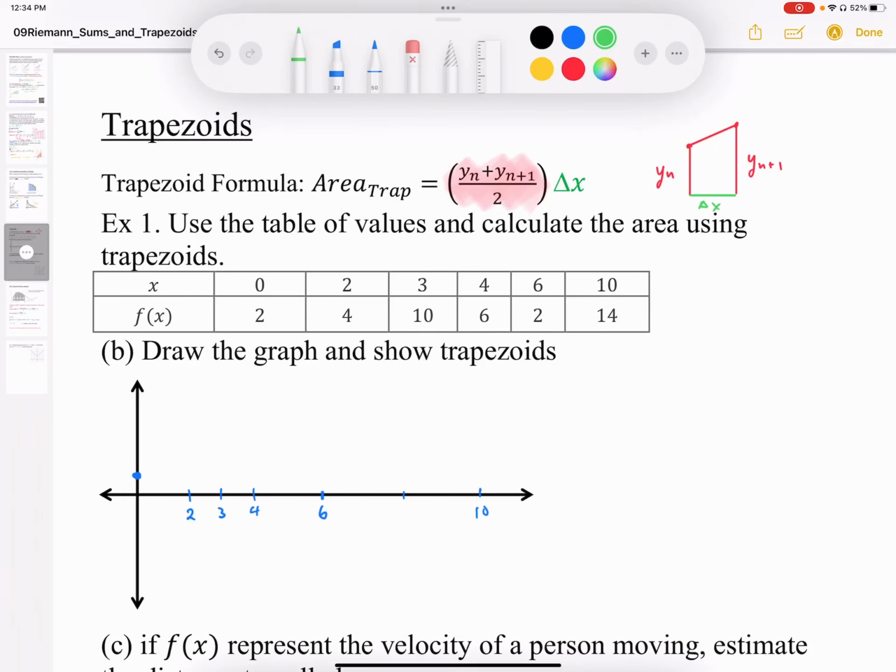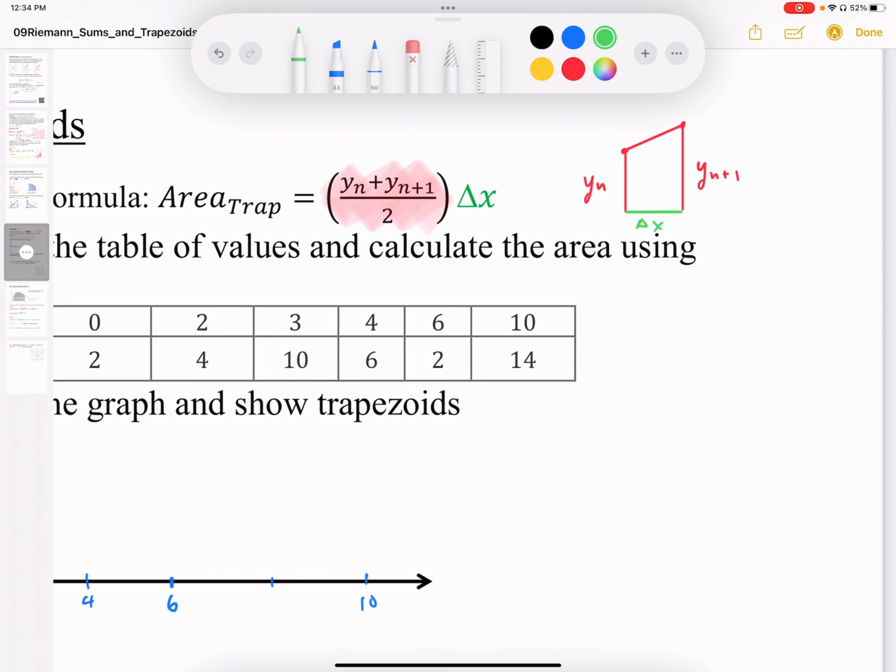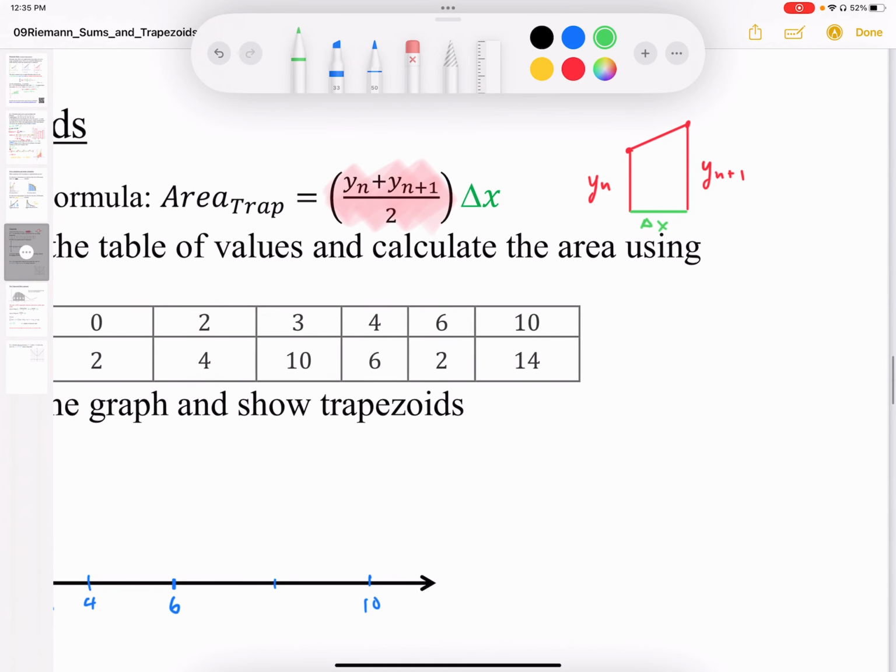We can use other shapes other than rectangles to calculate area. One of these shapes that we can use is a trapezoid. So to use a trapezoid, we just need to make sure we know the trapezoidal area formula, and it's y1 plus y2 over 2 times the width, or delta x.